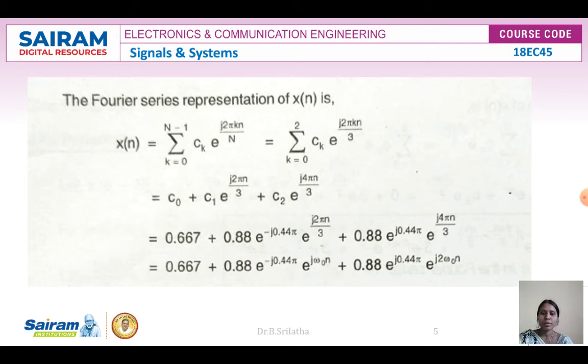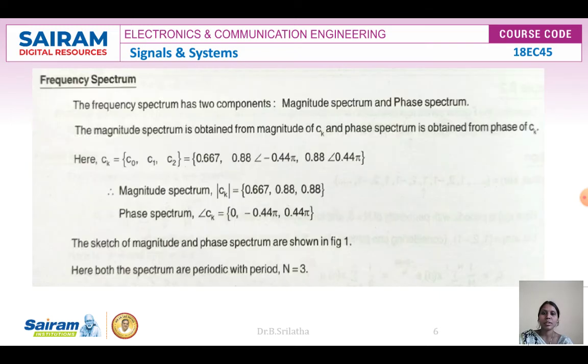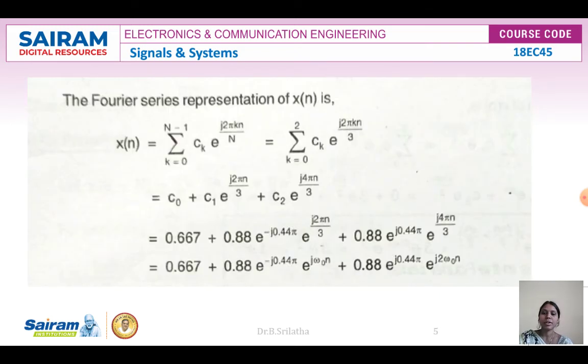Now we are going to substitute k values 0 to 2. Substituting k equal to 0, c0 into e power 0, c1 into e power this one, c2 into e power this one. Now we already found the values c0, c1, c2, which we are going to substitute here to get the final x of n. This is our x of n expression.